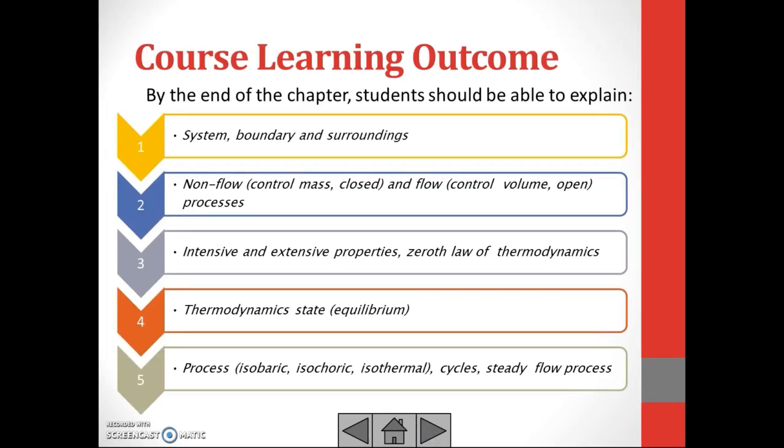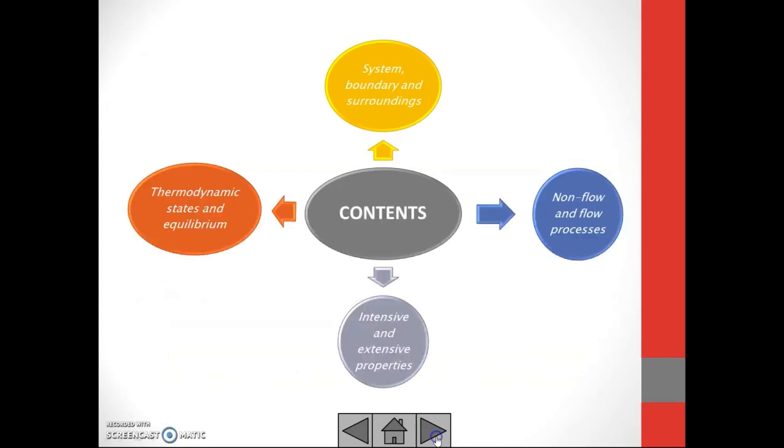By the end of the chapter, students should be able to explain about the system, boundary and surroundings, the non-flow for the control mass or closed, and flow for the control volume, open processes. Intensive and extensive properties, zeroth law of thermodynamics, thermodynamic states in equilibrium, and the processes of isobaric, isochoric, isothermal, cycle, steady flow processes. So the contents is divided into 4, which is the first one is about the system, boundary and surroundings, the non-flow and flow processes, intensive and extensive properties, and thermodynamics, states and equilibrium.